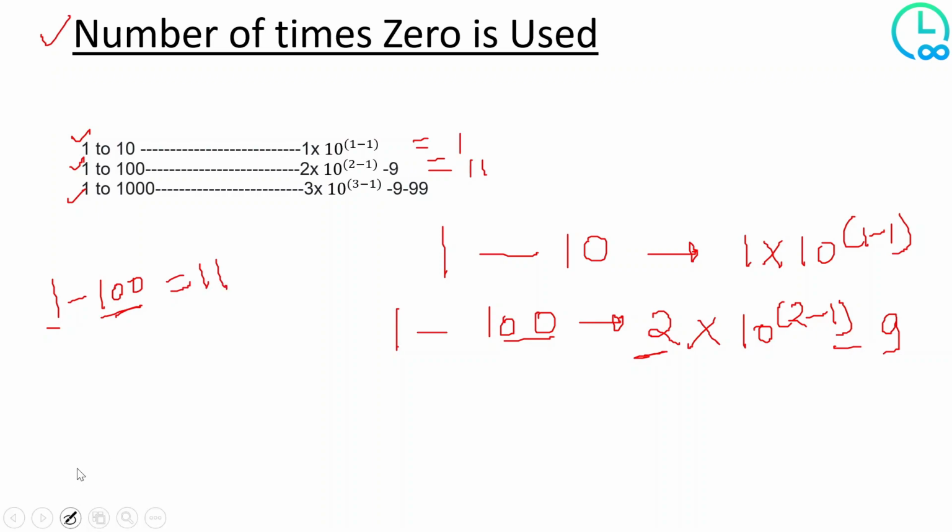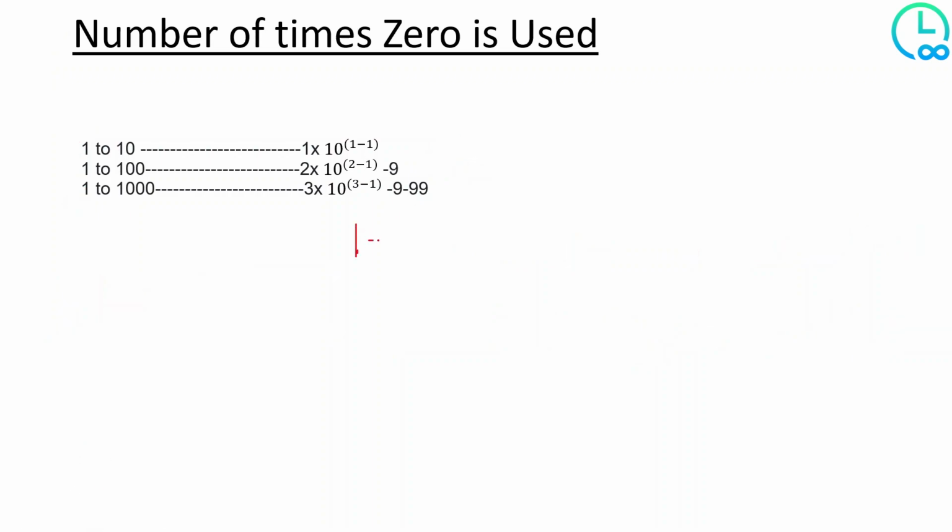Now let's see 1 to 1000. Suppose you write numbers from 1 to 1000. Let's write like this: 1 to 1000, how many times will 0 be used? This is 3 into 10 to the power 3 minus 1, and then you need to write minus 9 and minus 99.